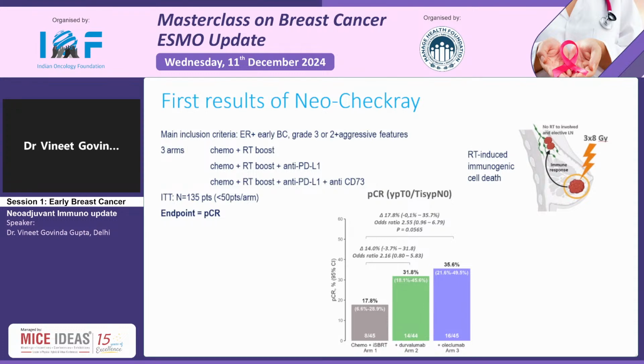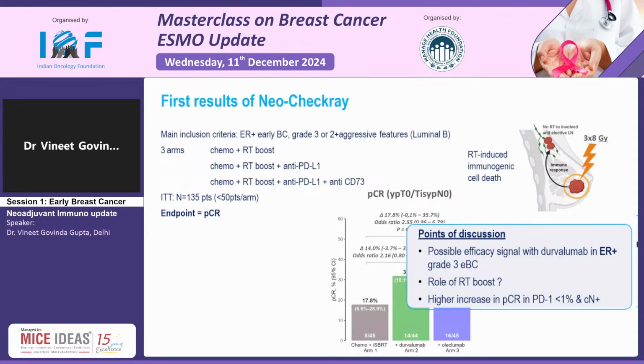So here one question is, what is the contribution of radiation? A lot of people believe now that the so-called immunosensitization by radiation is not that powerful, although there was initially a lot of interest in that. This study does not answer the question. With chemo with radiation, the pCR was 17.8%, and whether it actually immunosensitizes the tumor, it doesn't answer. But definitely there seems to be a benefit by addition of immunotherapy. And it is a precursor to larger studies, which will help in answering that question. So again, role of RT boost, we don't know.